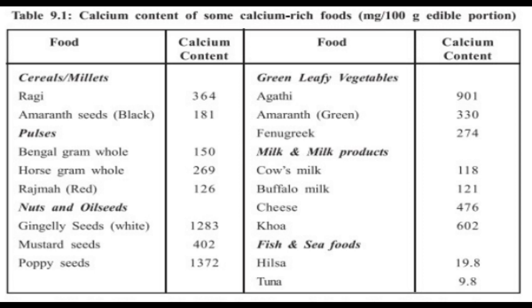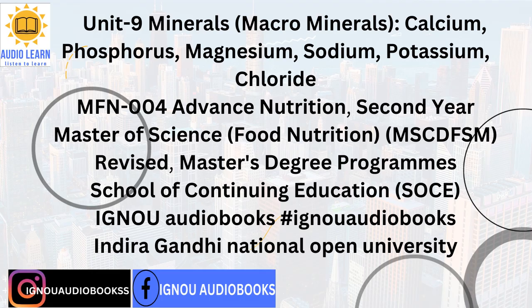The calcium content of some important foods is given in Table 9.1. Table 9.1, Calcium content of some calcium-rich foods, mg per 100 g edible portion. Look at the screen. Next, let us learn about the metabolic fate of calcium in our body.